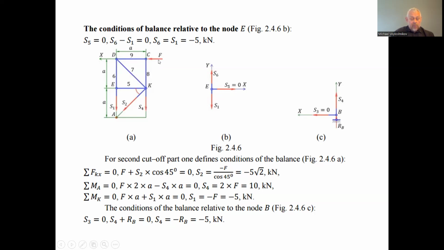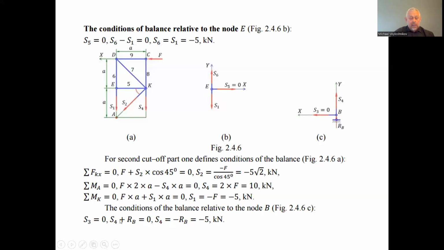This force rotates counterclockwise around point A on behalf of the force F, and so it is a positive moment, and the force S4 rotates around the point A clockwise, so it is a negative moment. So finally we have that the force S4 is equal to 10 kilonewton, because the lever arm of force F equals A, and the lever arm of force S4 equals just one, so the force has to be twice bigger than the force loaded on the truss.